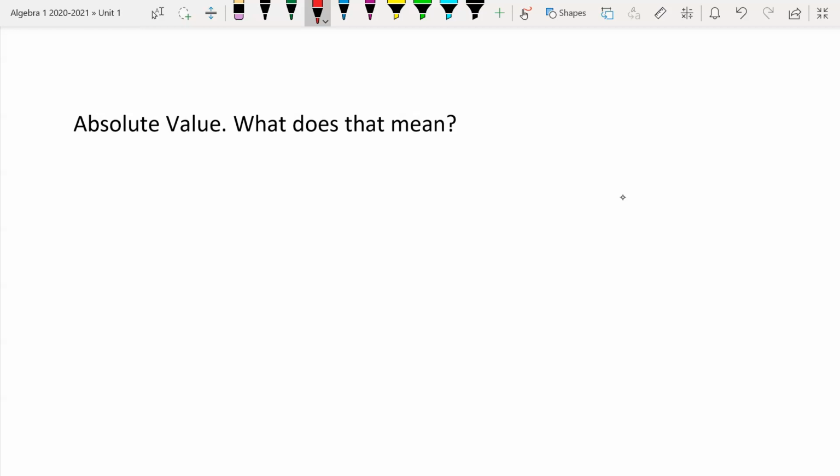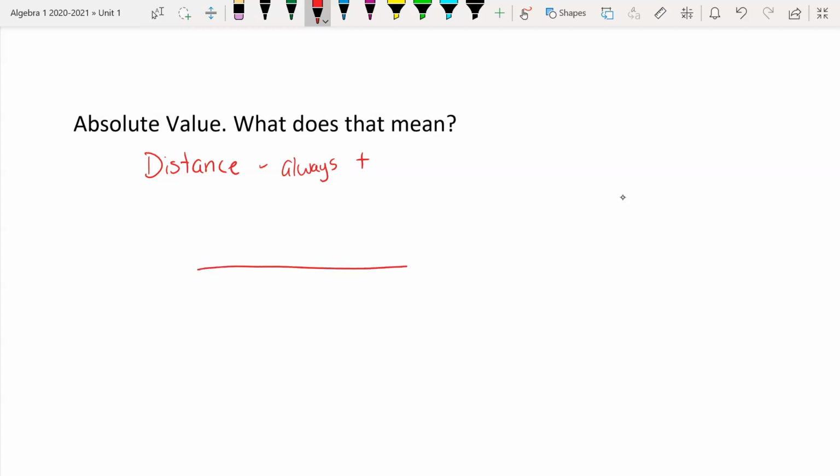And when we talk about distance, remember distance is always positive. Because you're not going to say, hey, how far is it from the school to my house? You're going to say, oh, it's a negative 1,000 yards. No, you're going to say it's 1,000 yards, right? So distance means positive always, and absolute value is a branch off of that.